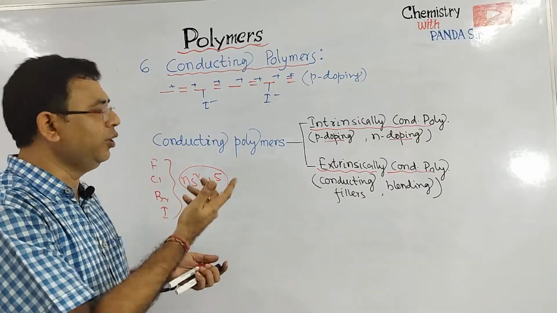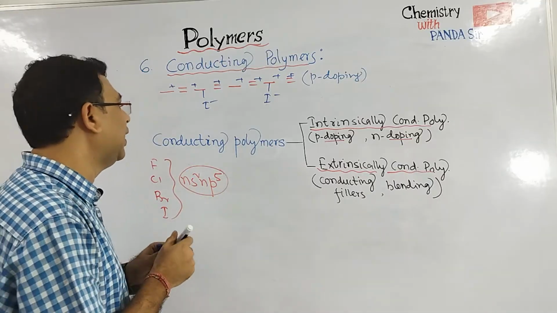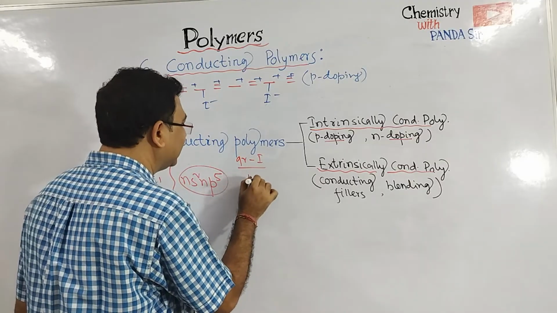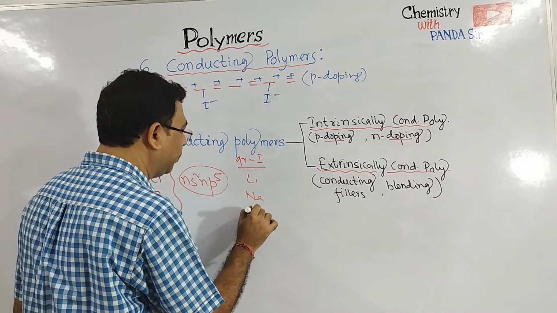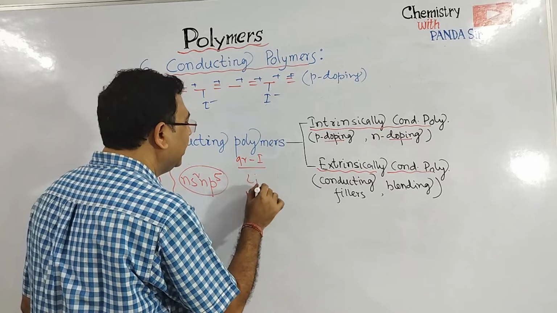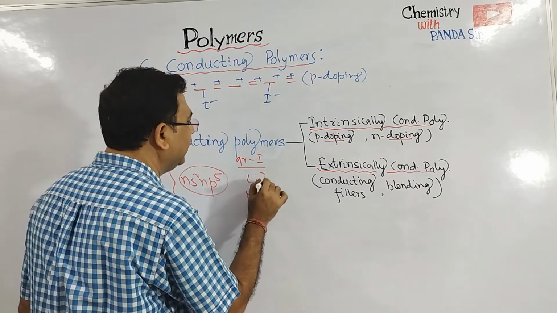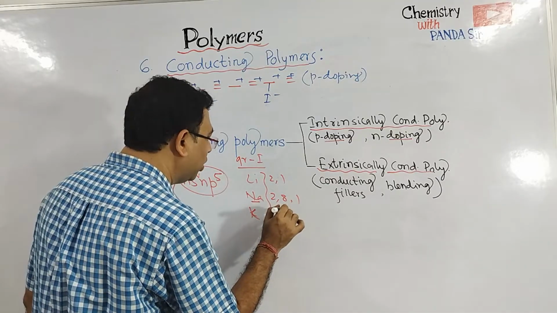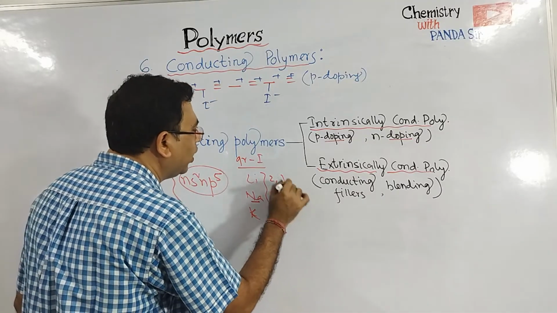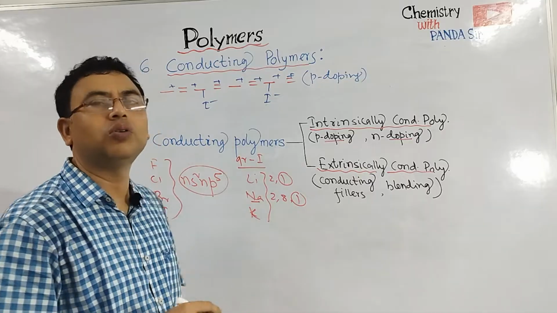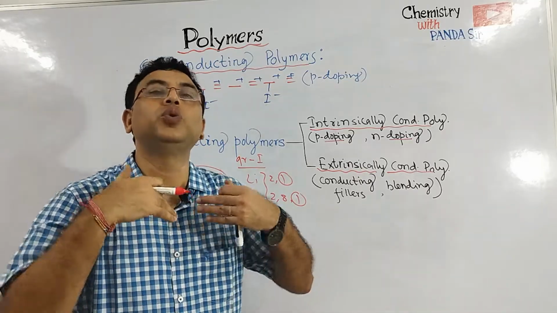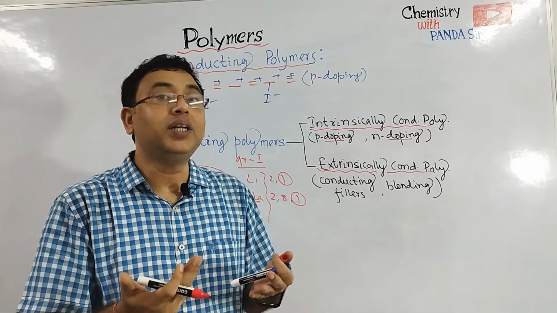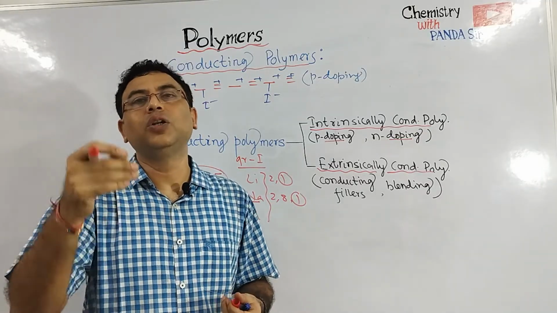Now what is n doping? N doping is mostly done with group 1 elements, like lithium, sodium, potassium. If you see their electronic configuration, lithium is 2,1 and sodium is 2,8,1. Similarly, they have one extra electron in their outermost shell, which they want to donate in order to enhance their stability. Because they want to donate the electron, they act as a Lewis base.